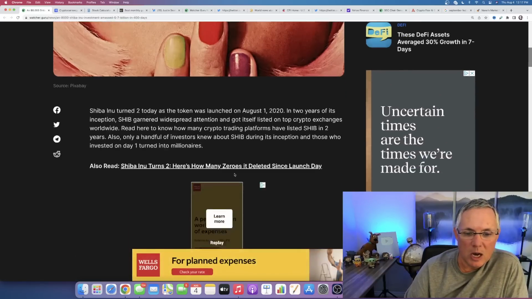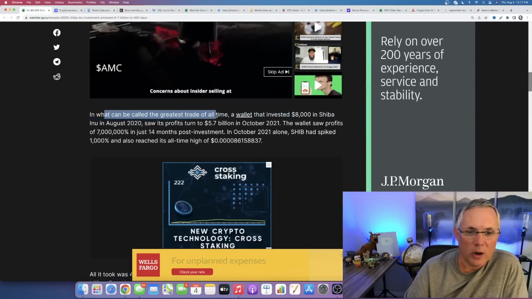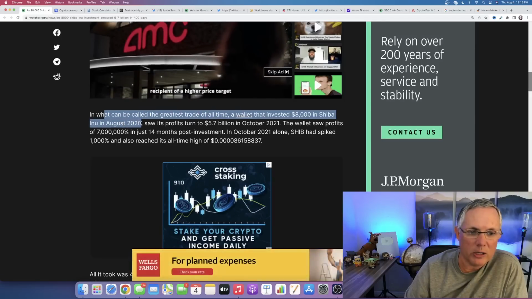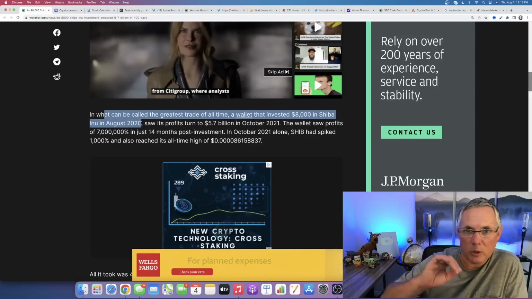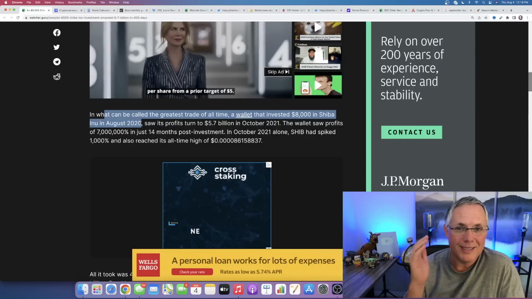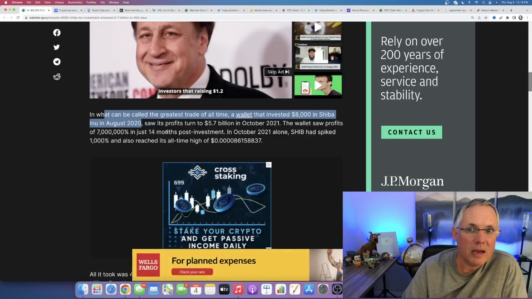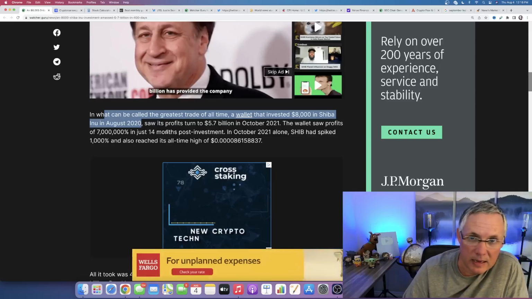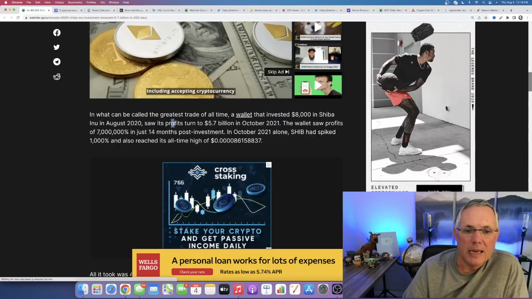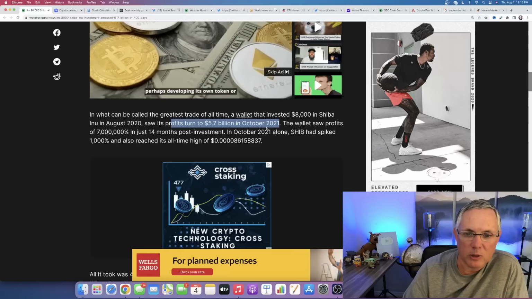Okay, so let me show you the details of this right here. In what can be called the greatest trade of all time, a wallet invested $8,000 in Shiba Inu in August of 2020. Now, just to give you some perspective, August 1st of 2020 was when Shiba Inu debuted. So this wallet bought $8,000 worth of Shiba Inu the day it came out, or the month it came out, rather, excuse me. Ultimately, it saw its profits turn to $5.7 billion by October of 2021.